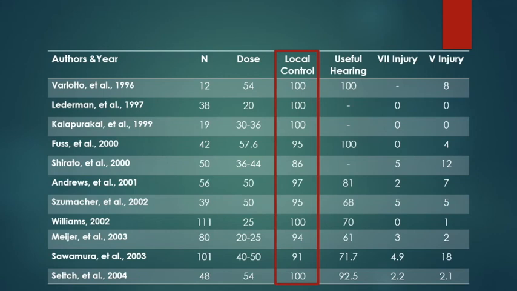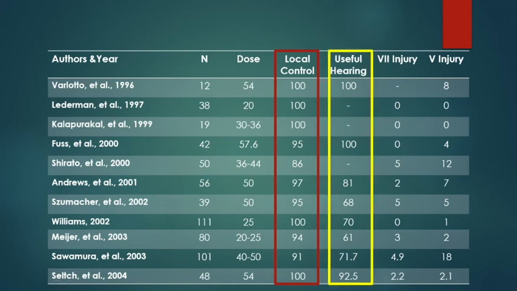So if you see, for a well-chosen case, you have nearly 100% local control, which is what you would expect. Useful hearing, whenever it has been reported, is 70% to 100%, but you cannot really make meaning out of it unless you know what the initial hearing was. So for example, in this particular set of patients, if you don't know the initial hearing, you cannot just call this off, telling that SRT will give you less hearing preservation.